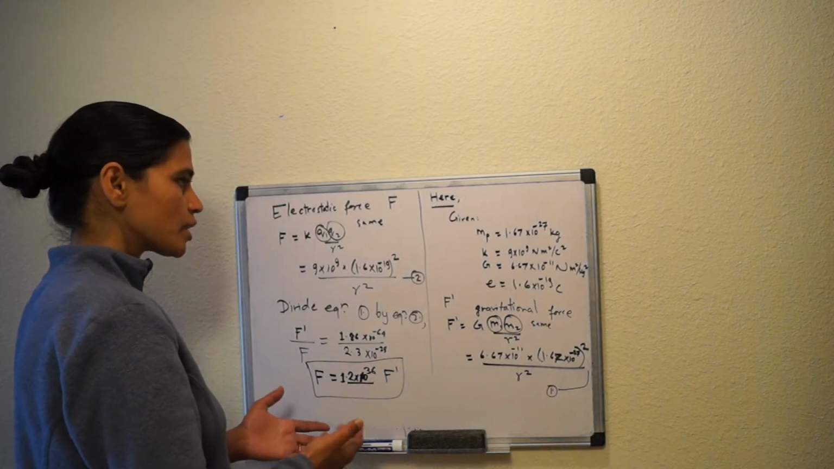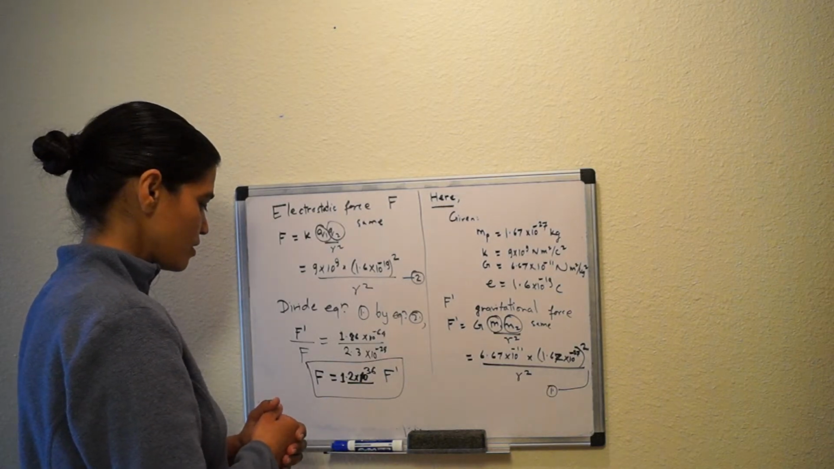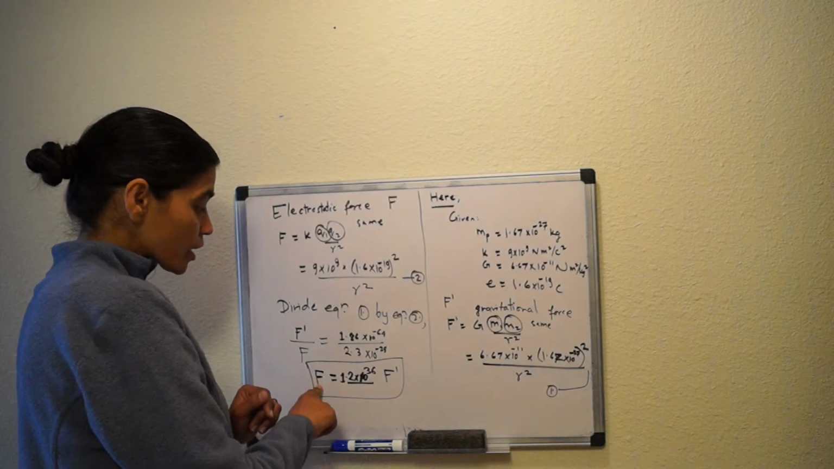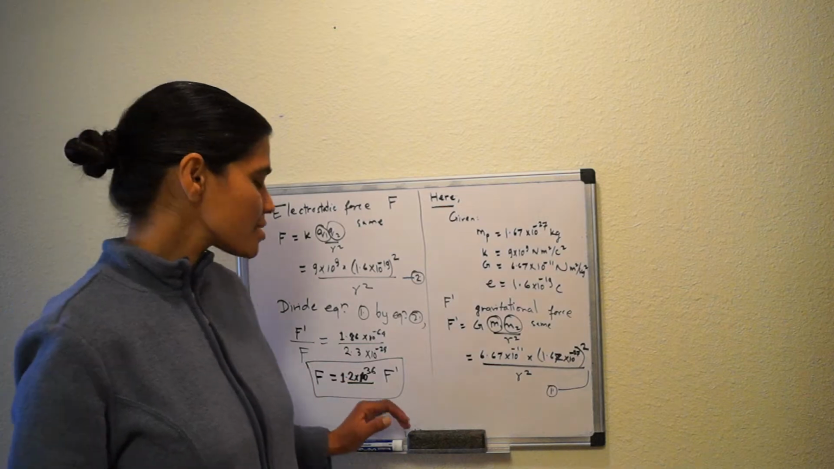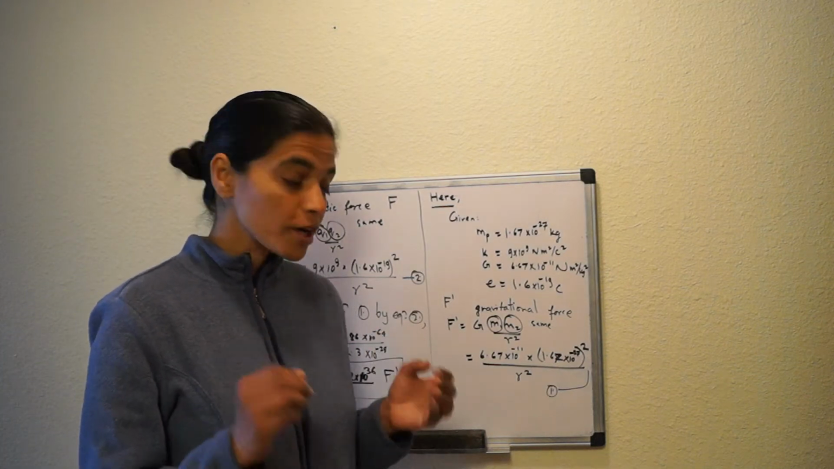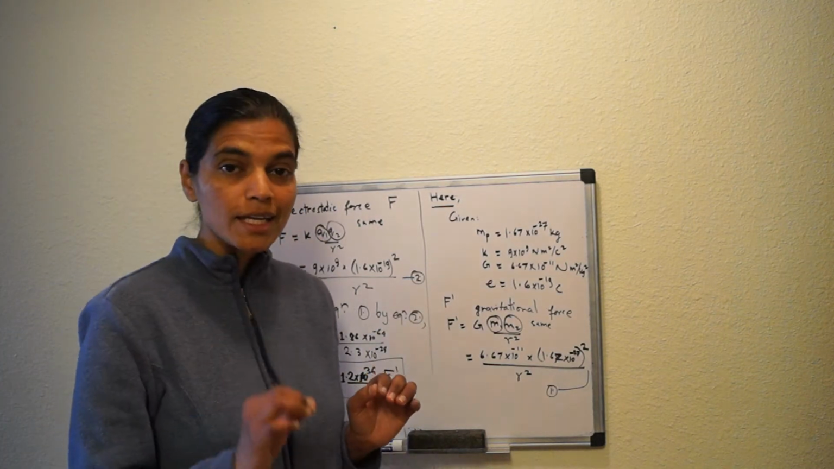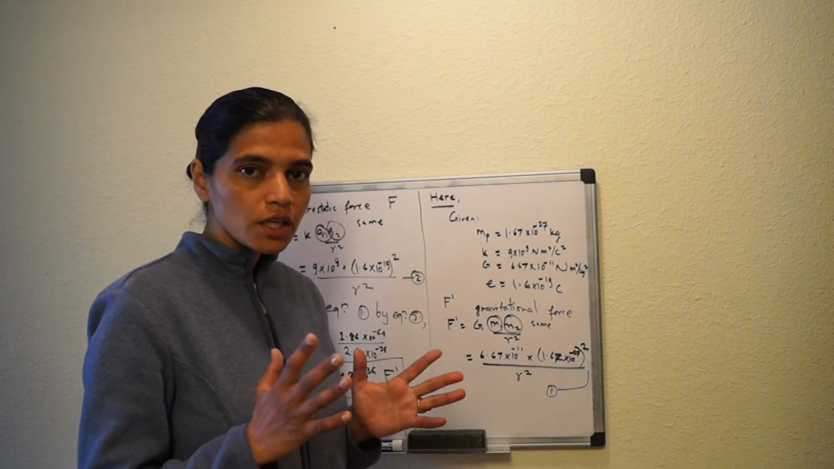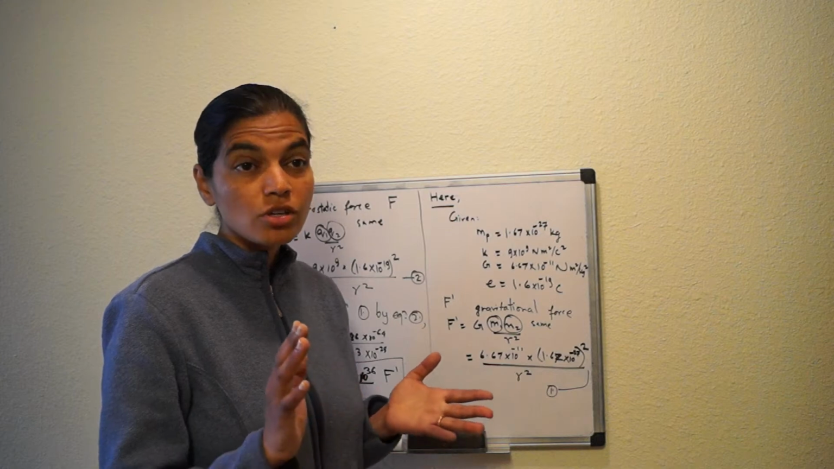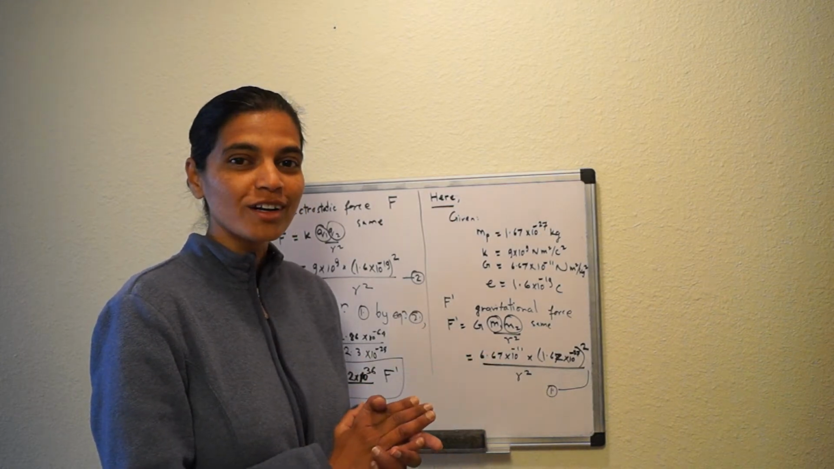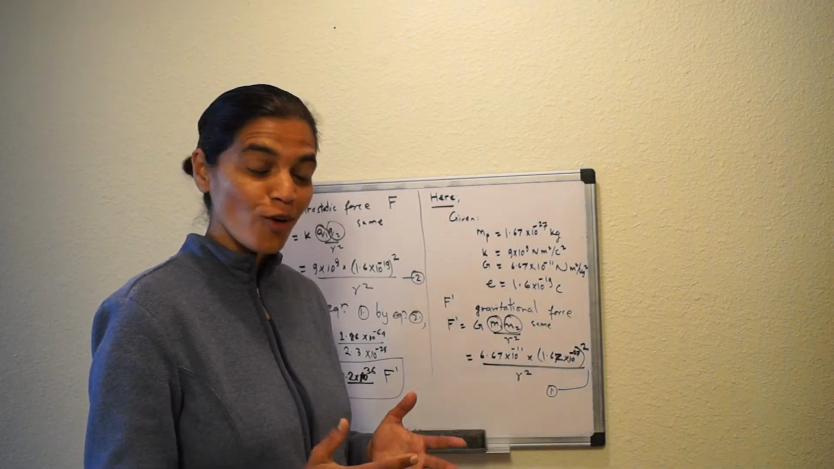So what does this really tell, guys? Electrostatic force is almost 10 to the power 40, not 1, not 2, 10 raised to 40 times stronger than gravitational force. Whoa, this is a very strong force.